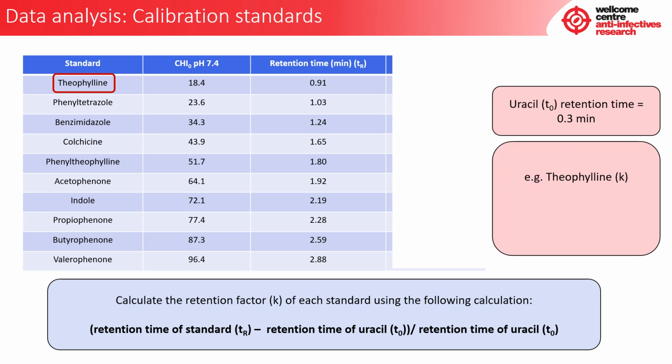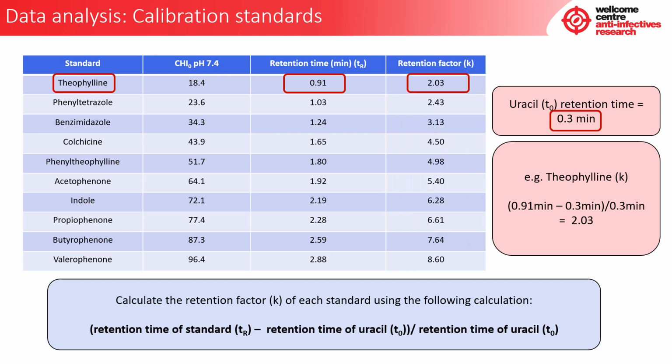So now let's apply this to our first calibration standard, theophylline. The retention factor, or K, for theophylline is the retention time of the standard, which is 0.91 minutes, minus the retention time of uracil, which is 0.3 minutes, divided by the retention time of uracil. This gives us a retention factor of 2.03. Now do this for the rest of your calibration standards.